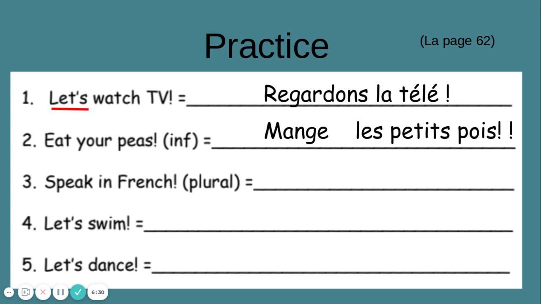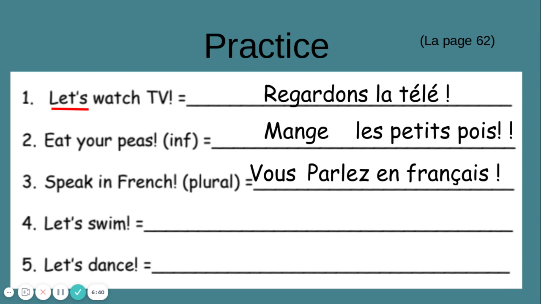Speak in French, plural, to all of you. So, if it's plural, that's vous. Speak is parler. Take off the er, add ez. Vous parlez en français. Speak in French. So now to make it the command, all you do is take away the subject pronoun. Ta-da! Parlez en français.